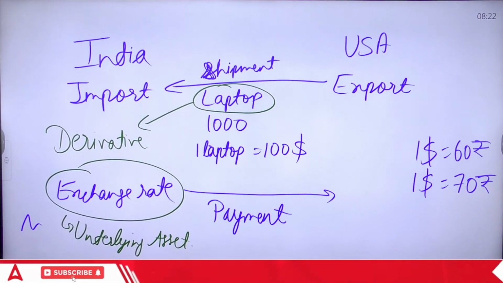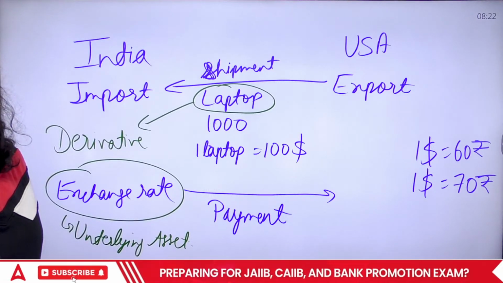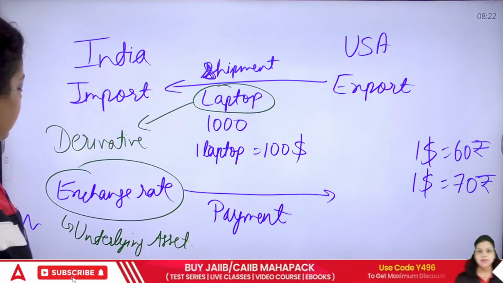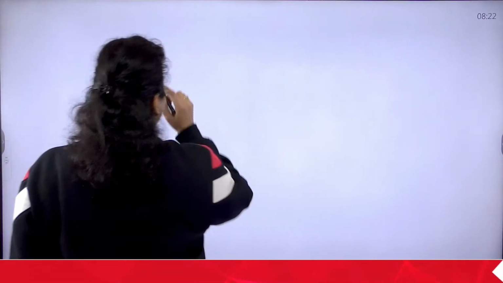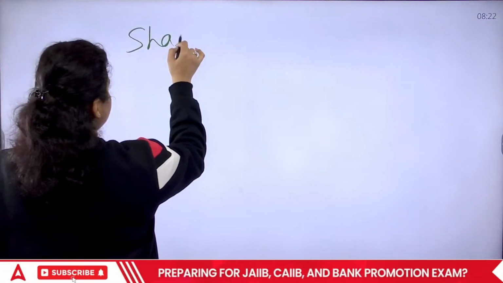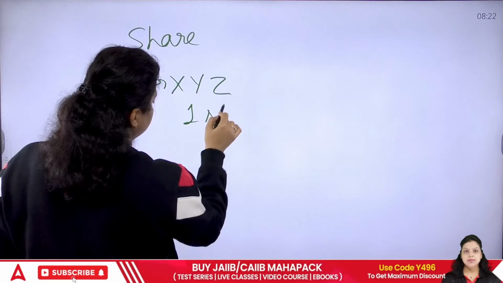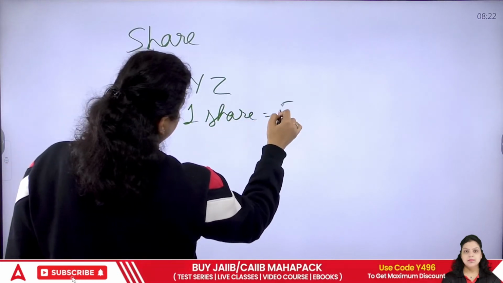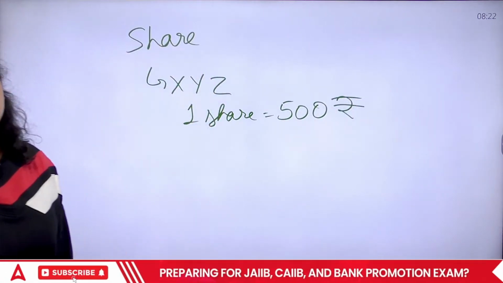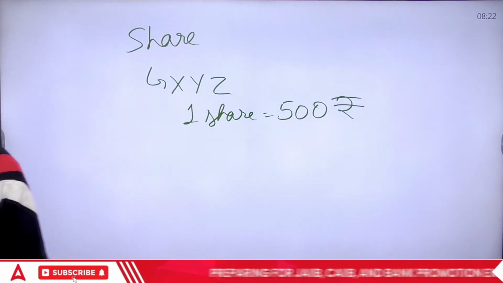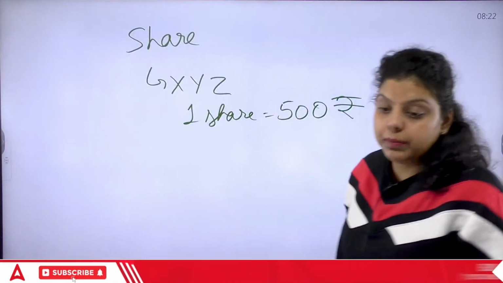Clear? Okay, now let's take one more example to understand it more clearly. Let's say, for example, I purchase the share of XYZ company, and I purchase one share of rupees 500. Now do I get profit in this particular share investment, or I have to bear the loss? How can we decide that? How will it be decided?